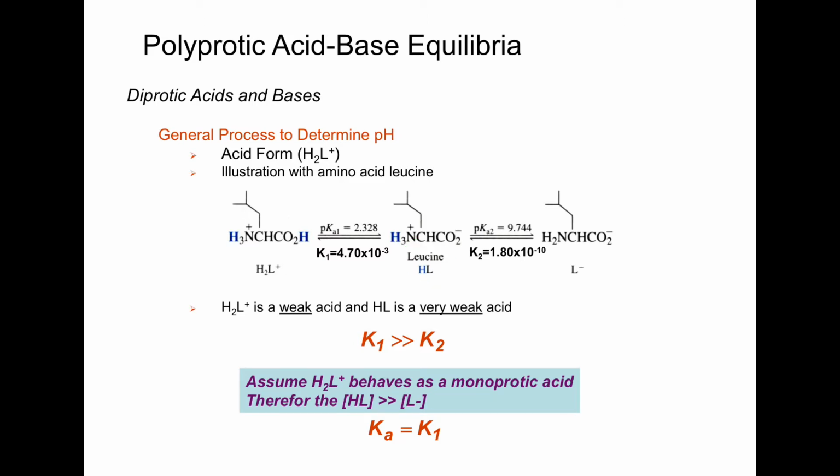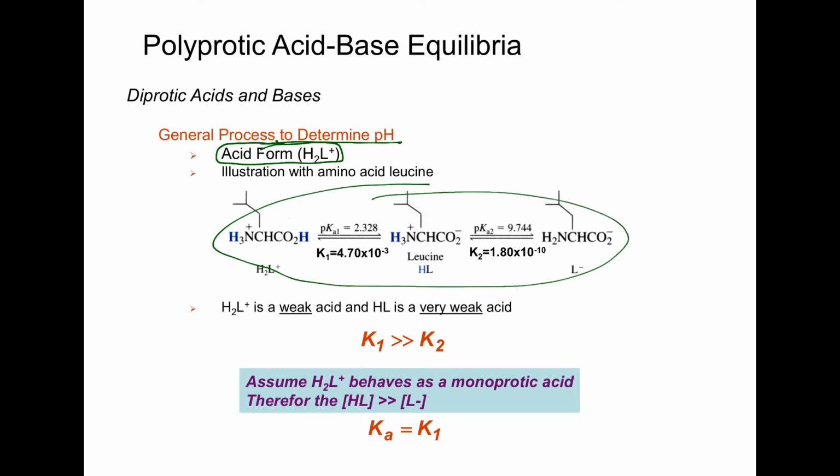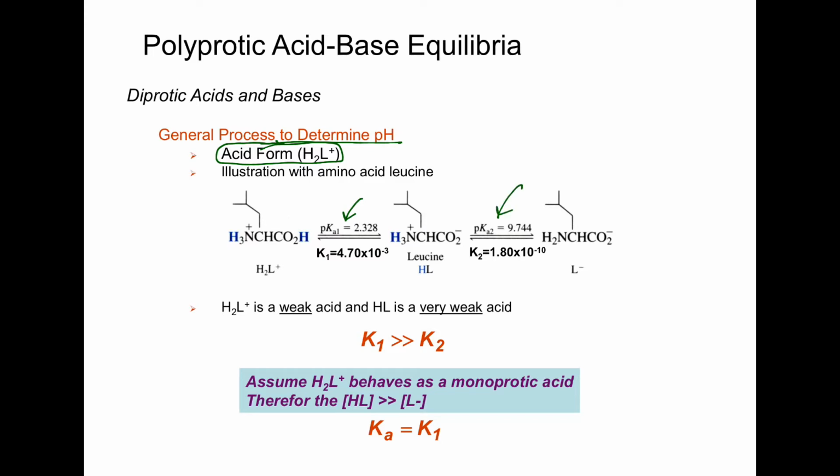So like I said, the first thing that we're going to do is talk about how to find the pH when a polyprotic acid is in its mostly protonated form. Okay, so this is the example that we're going to use, leucine here, and I've put in the pKa's and I found the Ka's from those pKa's. And we're going to go through the process and put some numbers in.